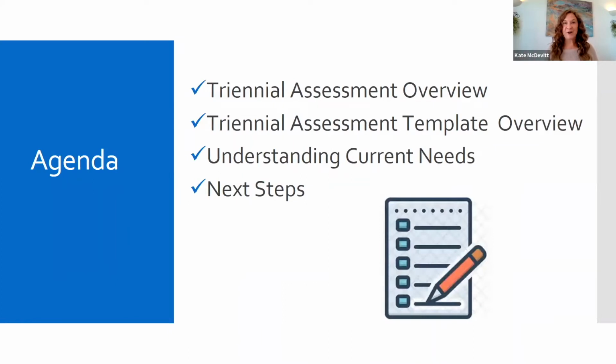So what's on our agenda? Many of the things that you all just mentioned. First, we're going to share an overview of the triennial assessment, why it's important and how it's used. Then we're going to walk through the components of the new triennial assessment template that was created for California school districts, how to use that template and where to find it. And then we would love to hear a little bit more about where you are in this process, what's your current status and what are your needs moving forward. And finally, we'll share a couple of next steps.